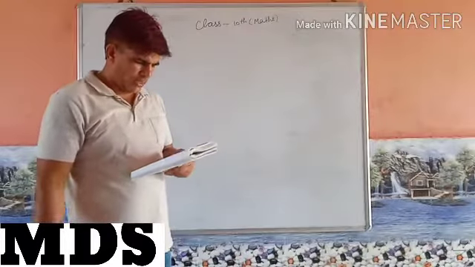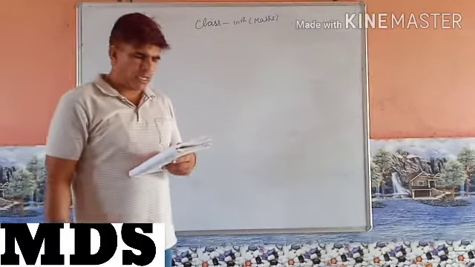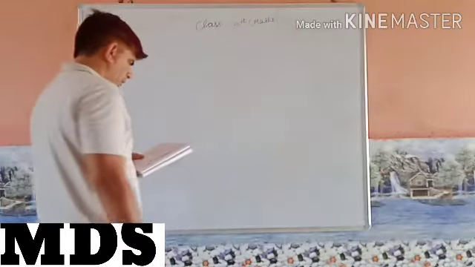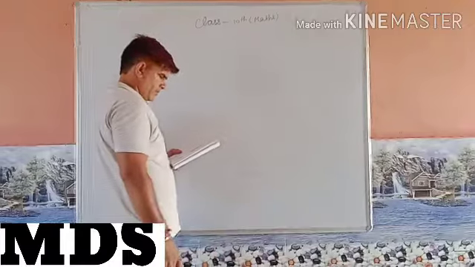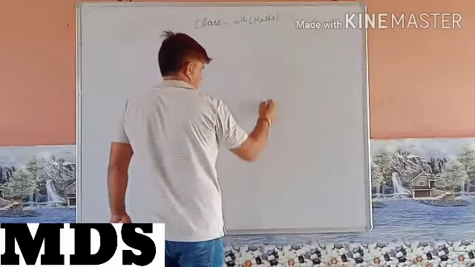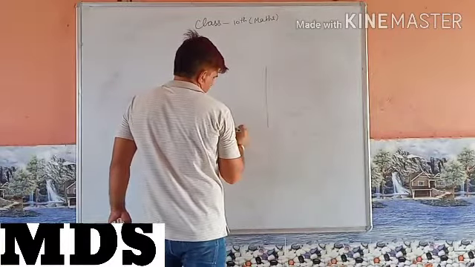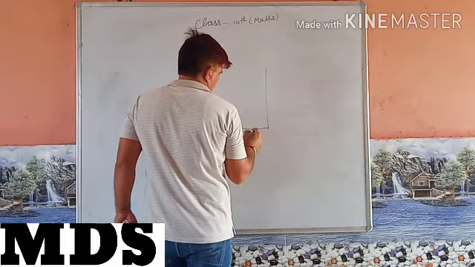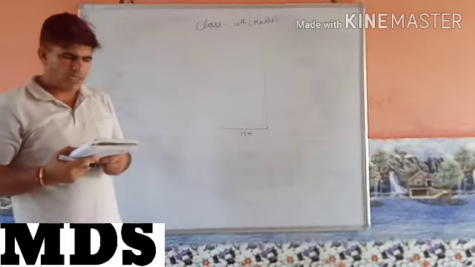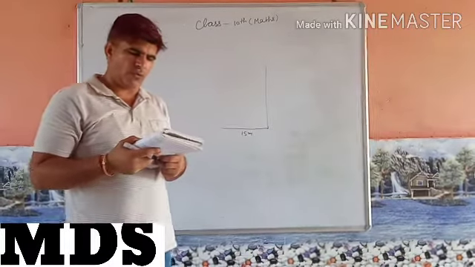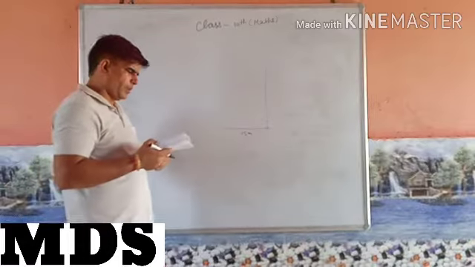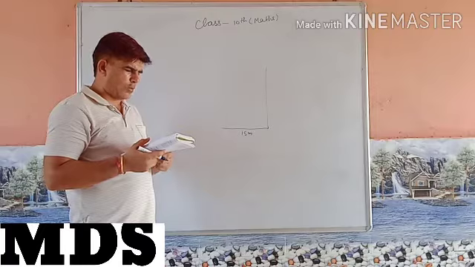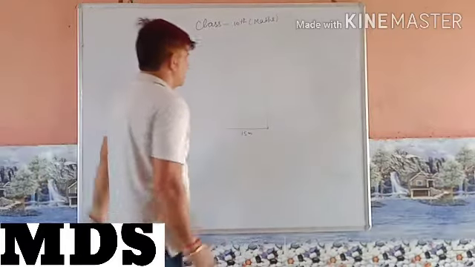So it's written, example number 1: A tower stands vertically on the ground. From a point on the ground which is 15 meters away from the foot of the tower, the angle of elevation of the top of the tower is found to be 60 degrees. So this is the tower, and some point 15 meters away from it.